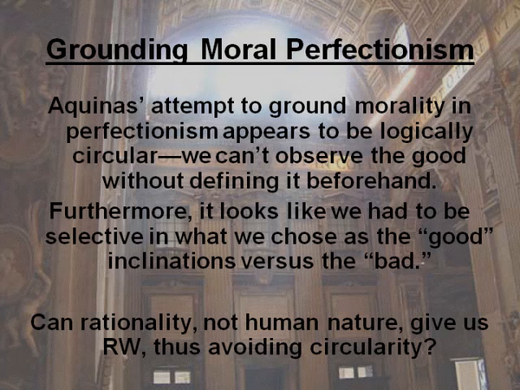In this, we need to ask questions about moral perfectionism. Aquinas' attempt to ground morality in perfectionism appears to be logically circular. That is, we can't observe the good without defining it beforehand. So if life, knowledge, procreation, and sociability are goods, ultimately we come across a significant problem here, because in order for us to see these things as good, we had to, a priori, define them as good. We had to be very selective in defining what's good versus bad, in terms of what type of inclinations we have as humans. Therefore, we need to ask this fundamental question: can rationality, but not human nature, give us rightness or wrongness? Which would allow us to avoid, perhaps, circularity.